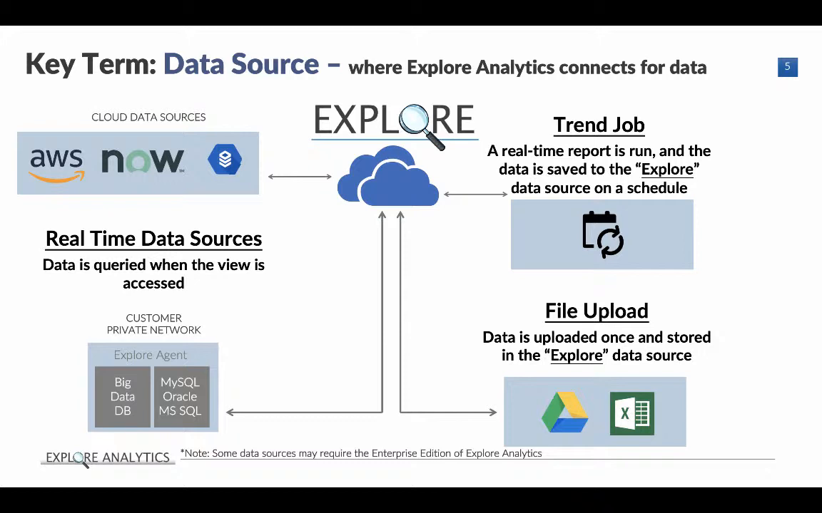So for example, if you want us to measure every day how many tickets are still open at the end of the day and save the results to the Explore data source, that would be what in Explore Analytics we call a trend job. And again, there's more information on how to define trend jobs and what those rules are about, but just know a trend job runs a real report and saves the results of that report or view to the Explore data source.